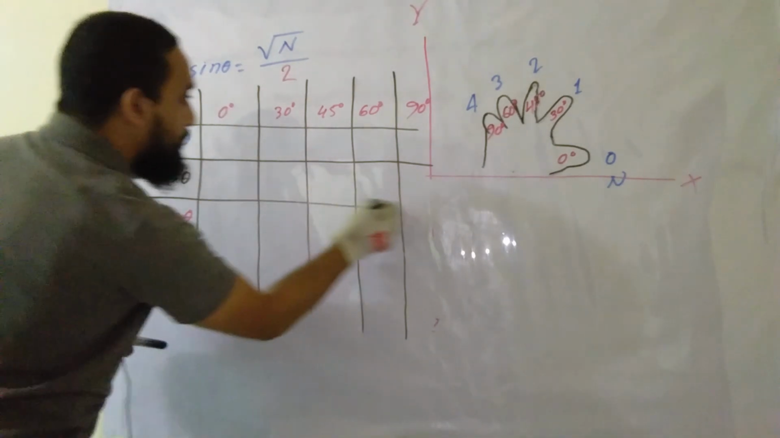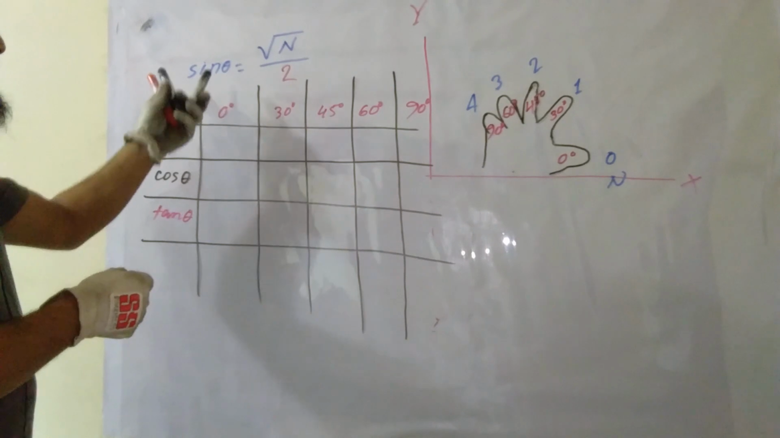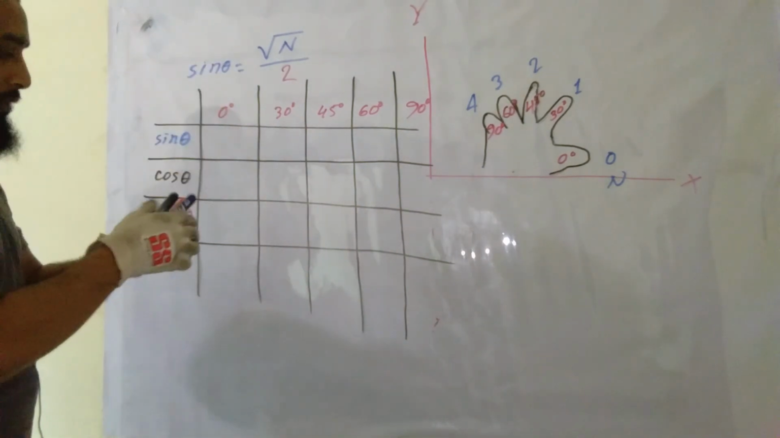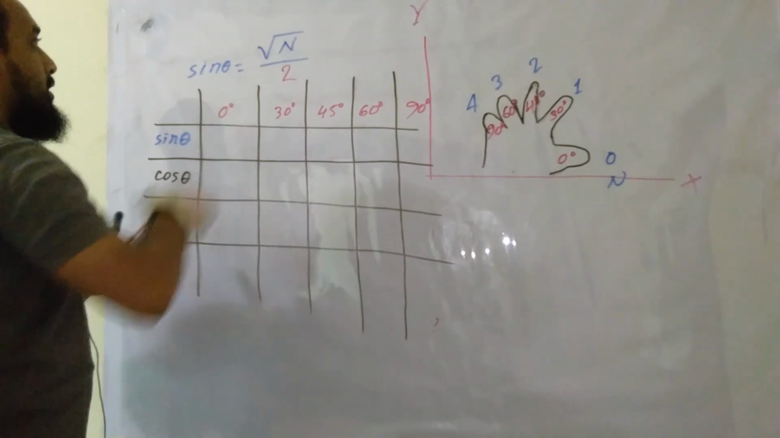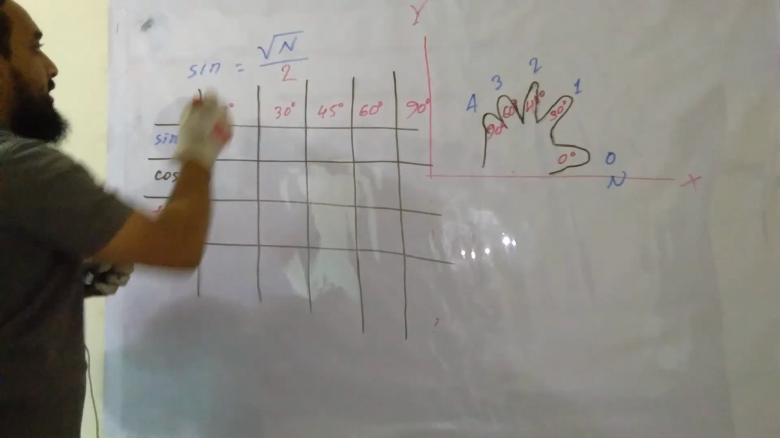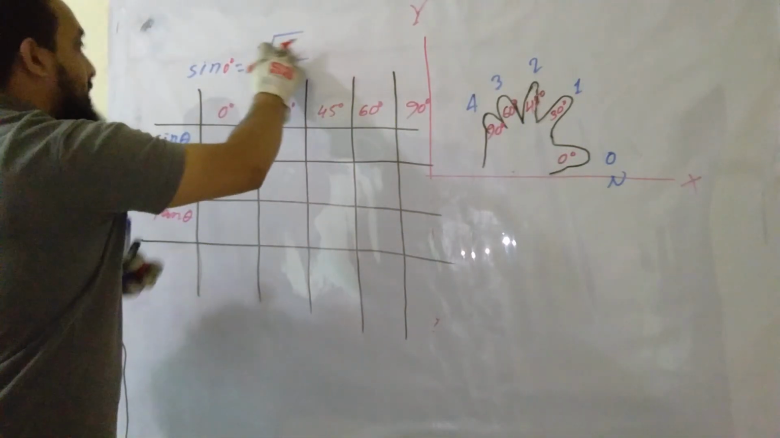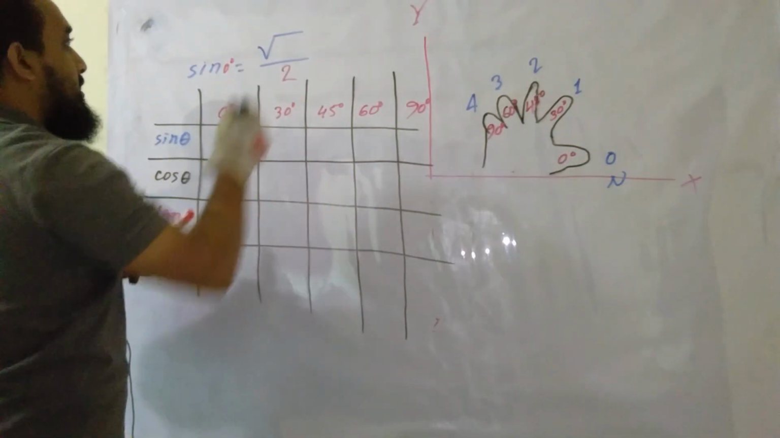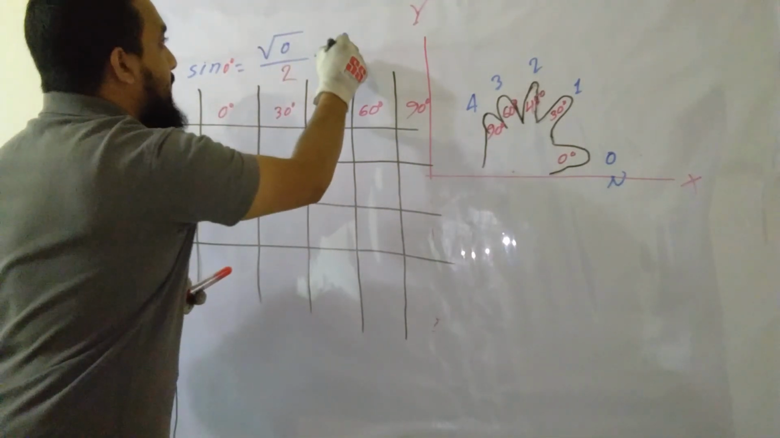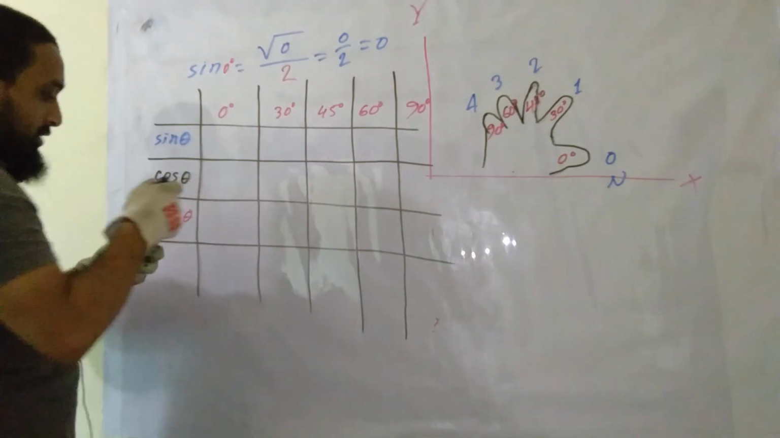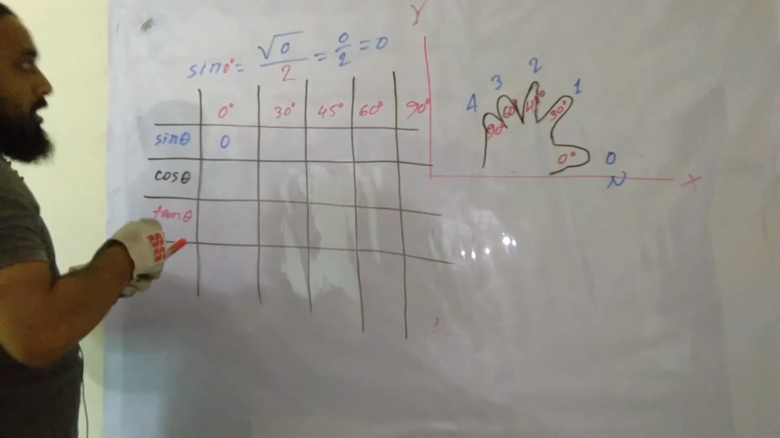Okay, so all we need to do is find the value of sine. So look, in sine theta, we just replace theta with the angle. So look here, we replace theta here. If theta is 0 degree, for 0 degree, what is the value of n? The value of n is 0. So look, root over 0 means 0, divided by 2. That means 0. So the value of sine 0 must be 0. Go for the next one.